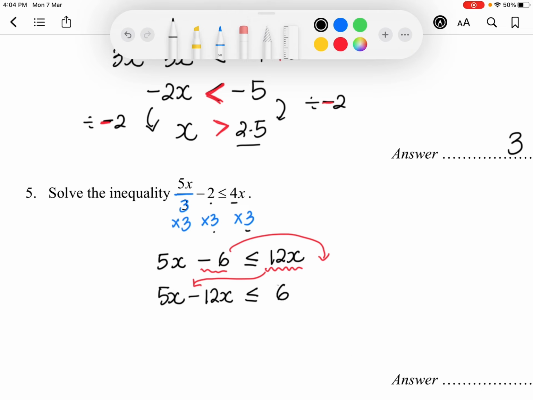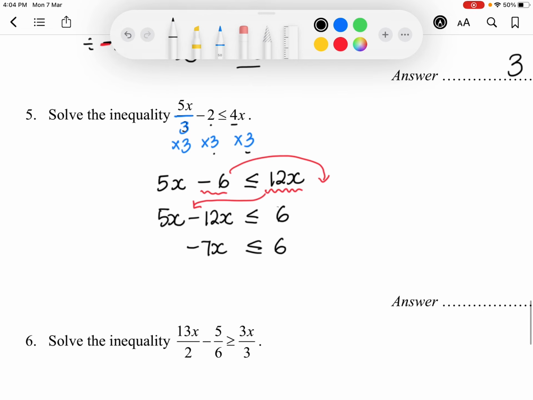Simplifying, 5 minus 12 gives me -7x. How do I get rid of -7? I'm going to divide by -7 on both sides. Remember, I'm dividing or multiplying by a negative number. So what will happen to our inequality symbol? It changes direction. So this is x greater than or equal to negative 6 over 7.